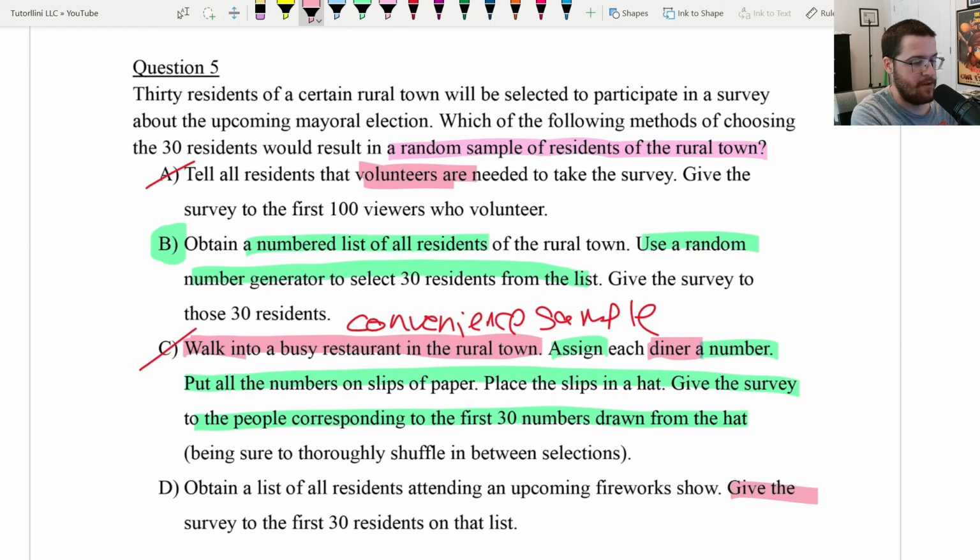We've got, again, this whole, just rattle down the list, pick the first 30 on the list. That is not good. And also it says attending an upcoming fireworks show. That is a convenience sample. Maybe people are going to lean one way or the other, the people who are at the fireworks show. I don't know. Again, not the point. It's not a random sample. B is the only one that's going to give us a truly random sample. Let's keep going.